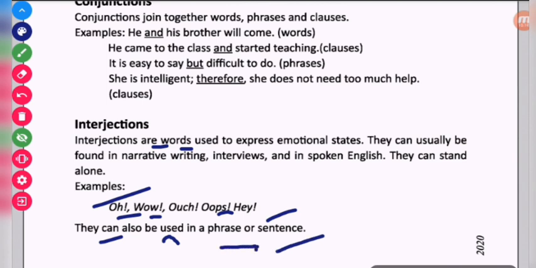Okay, here in this video, we learned about parts of speech and their kinds: noun, pronoun, verb, adverb, preposition, conjunction, and finally interjections.